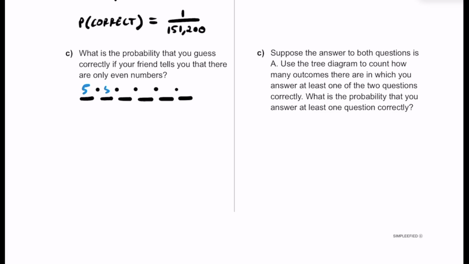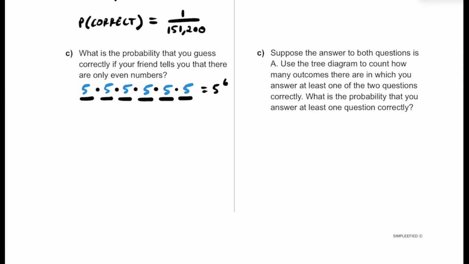You still have 5 choices for each digit. So you really don't have to worry about not repeating any numbers. It doesn't say anything about that. So you can choose the same even number over and over if you want as well. So this is going to be 5 to the 6th power.